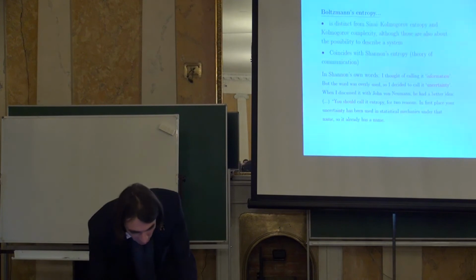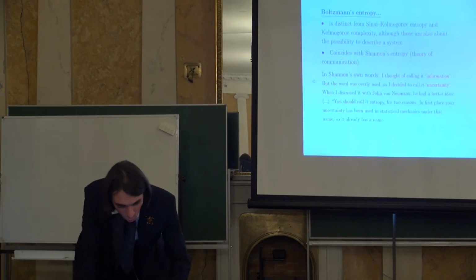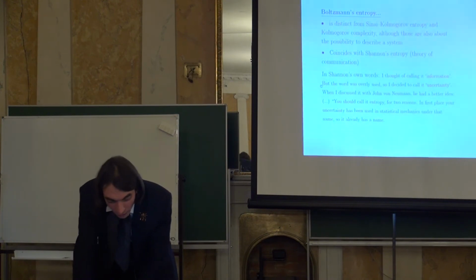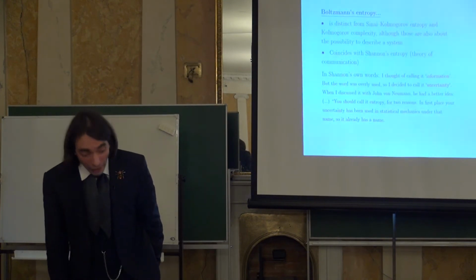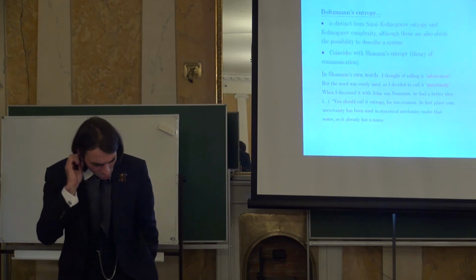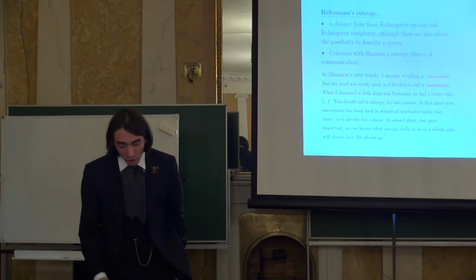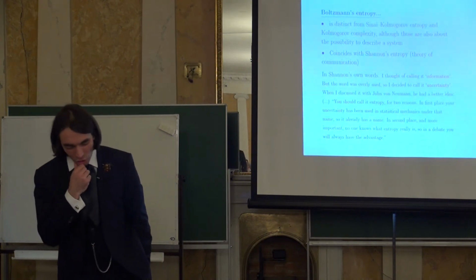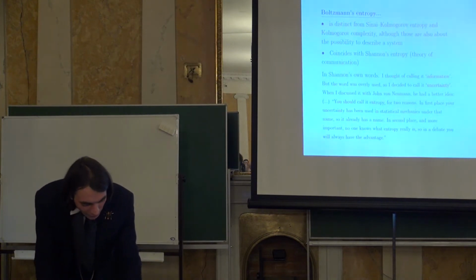This is a quote by Shannon, by the way. I thought of calling this quantity information, but the word was overly used, so I decided to call it uncertainty. When I discussed it with John von Neumann, he had a better idea. You should call it entropy for two reasons. In first place, your uncertainty has been used in statistical mechanics under that name, so it already has a name. In second place, and more important, no one knows what entropy really is.